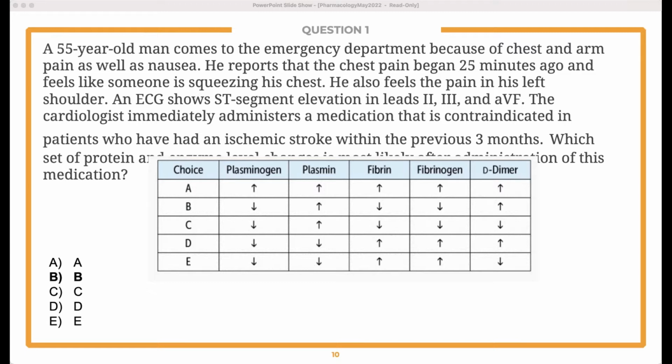So what are we trying to do here? What we want to do is give a medication that's going to help break up that clot and help reperfuse that heart with oxygen, right? So how do we break up a clot?